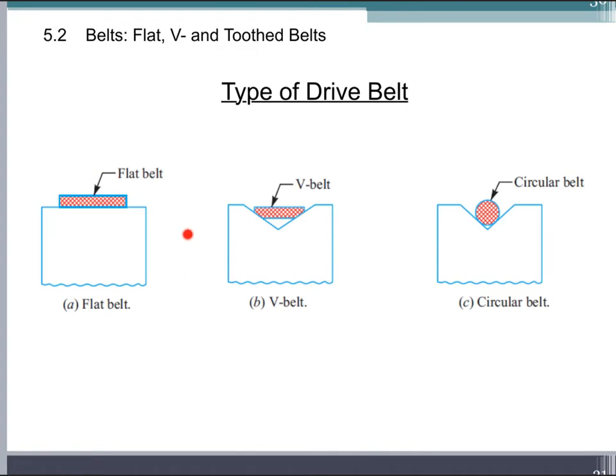So this is the cross section of the belt for flat, V-belt, and circular or round belt. For a flat belt, the cross-sectional area is flat, and for a V-belt, the cross-sectional area looks like a V shape here, and of course for a circular or round belt, the cross-sectional area looks circular or round.